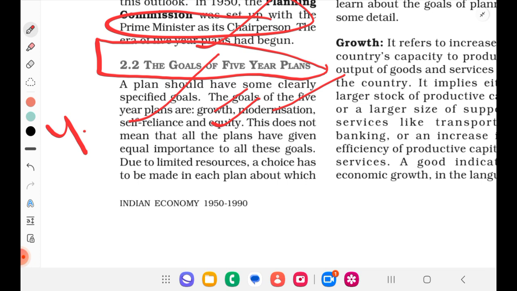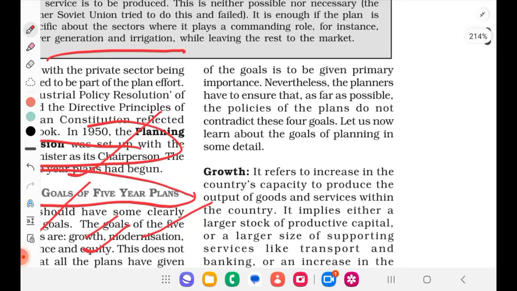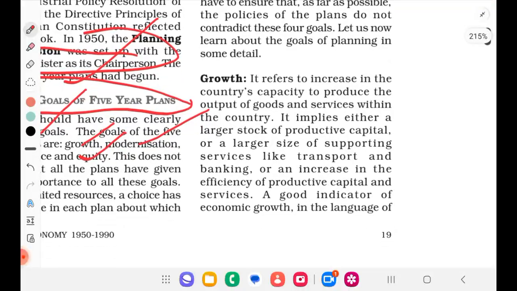Due to limited resources, a choice has to be made in each plan about which of the goals is to be given primary importance. Nevertheless, the planners have to ensure that, as far as possible, the policies of the plan do not contradict these four goals. Let us now learn about the goals of planning in some detail.